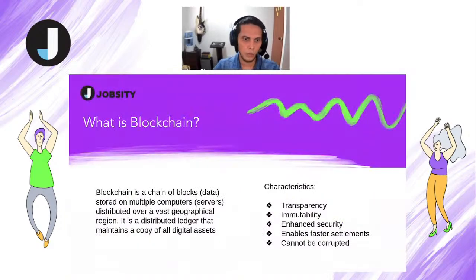First, blockchain is a chain of blocks of data stored on multiple computers distributed over a vast geographical region. It is a distributed ledger that maintains a copy of all digital assets. The important thing to understand is that blockchain is a peer-to-peer network. That means that all the computers don't need to be visible to the entire network, just connected to some of the computers, and in some way they are all connected. But all of them have an entire copy of the ledger, that is the data of the blockchain. Some of the main characteristics of blockchain are transparency, immutability, enhanced security, faster settlements, and that it cannot be corrupted.